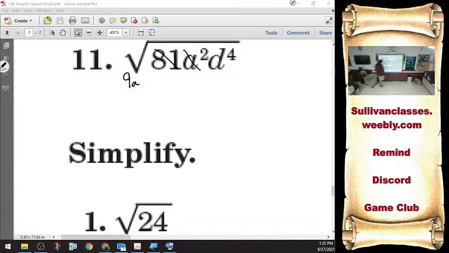What I always do when I get stuck is I write it out. D to the fourth is how many D's? 4. So just off to the side, write D, D, D, D. 4 D's. Circle pairs. Okay, so there were 2 pairs, right? So take a D to the second outside. Yeah, that's it. When you get stuck, you can always write it out longhand.